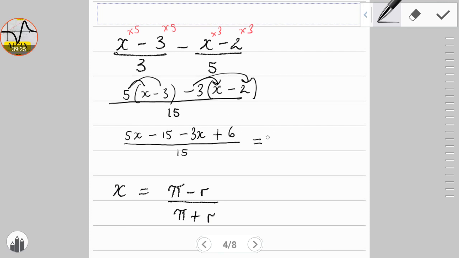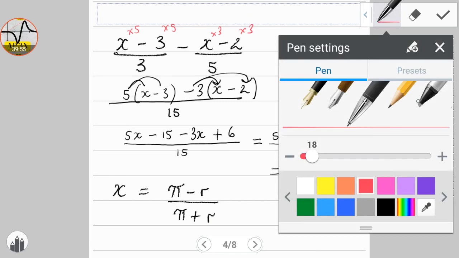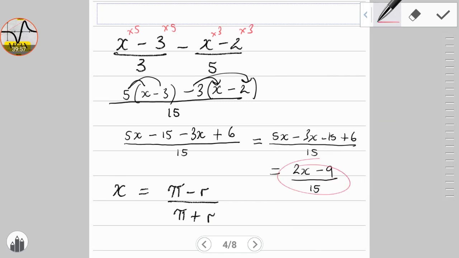All right, now we're going to be grouping like terms here. 5x minus 3x, just shifting the terms around a little bit. Minus 15 plus 6 all over 15. And finally then 5x minus 3x is 2x. Lots of my students got minus 21 here, but in fact it's supposed to be minus 9 all over 15. All right, so that there is my solution to that simplification.